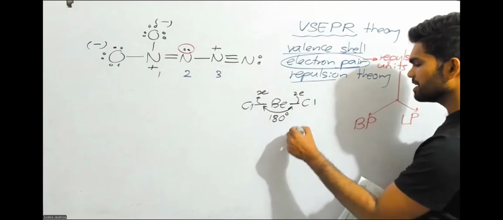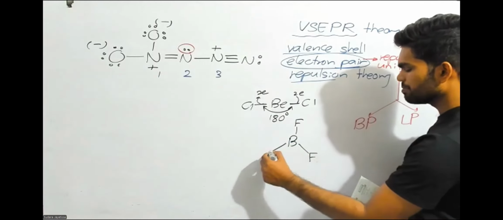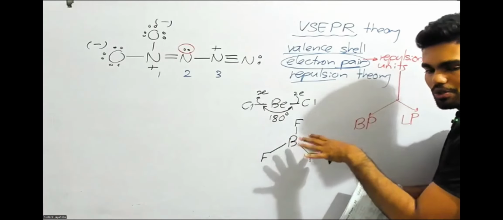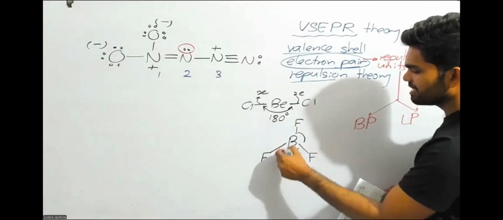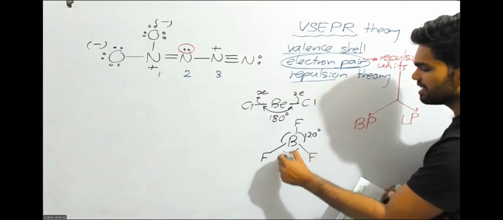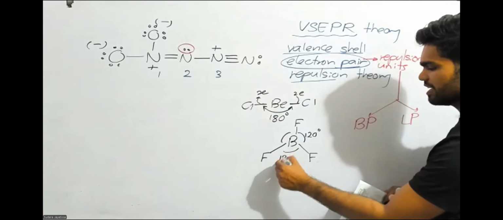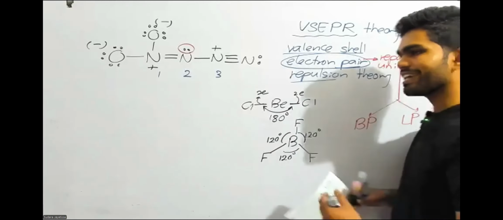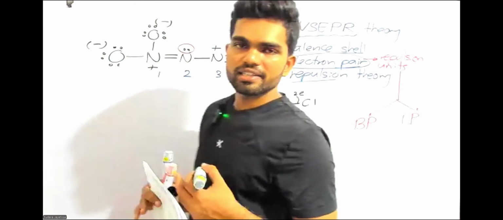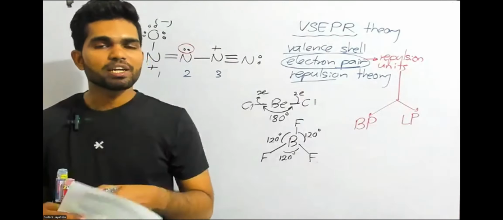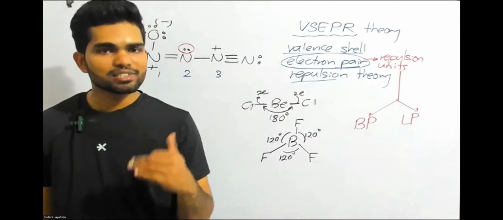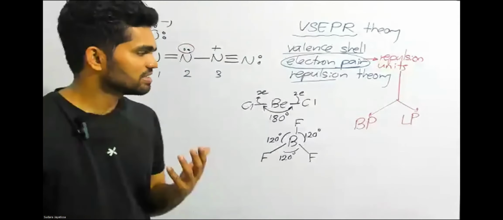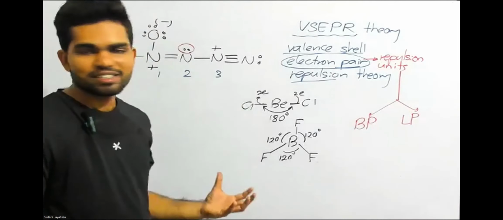Let's take BF3. Around boron, you have 3 bonds, that means 3 repulsion units. To minimize the repulsion, they must arrange at a 120-degree angle. That's how they minimize the repulsion. Understood? They keep a maximum distance among the repulsion units, so it becomes more stable. If the repulsion is low, stability will be high. That's the theory. Like that, you can easily understand.